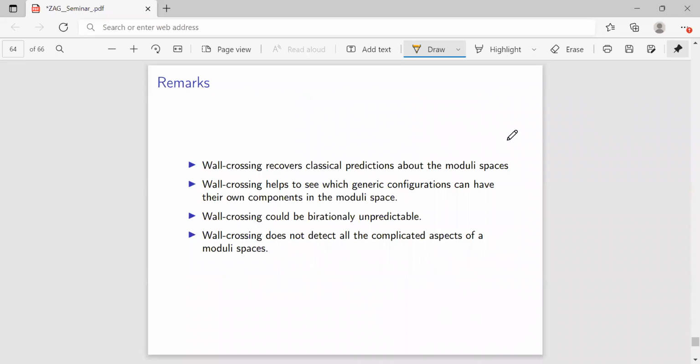And this final remark just summarizes the things that I just said. Wall crossing can recover this classical prediction about the moduli spaces. It also tells you which generic configurations can have their own component. But on the other hand, it could be birationally unpredictable. And also it doesn't exactly detect all the complicated properties and aspects of the moduli space that we expect.